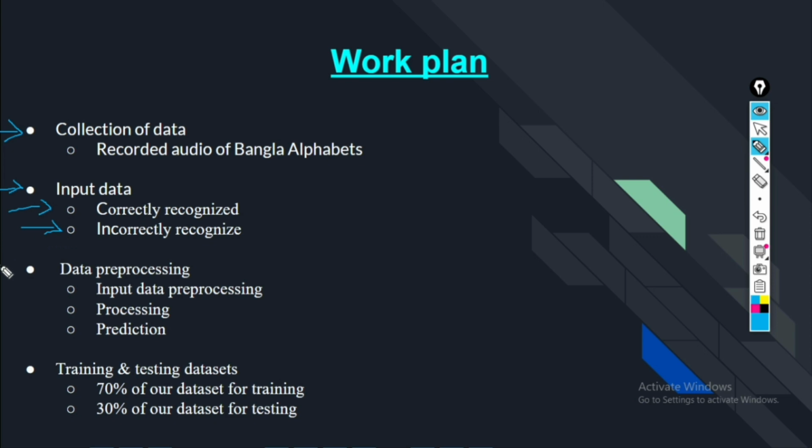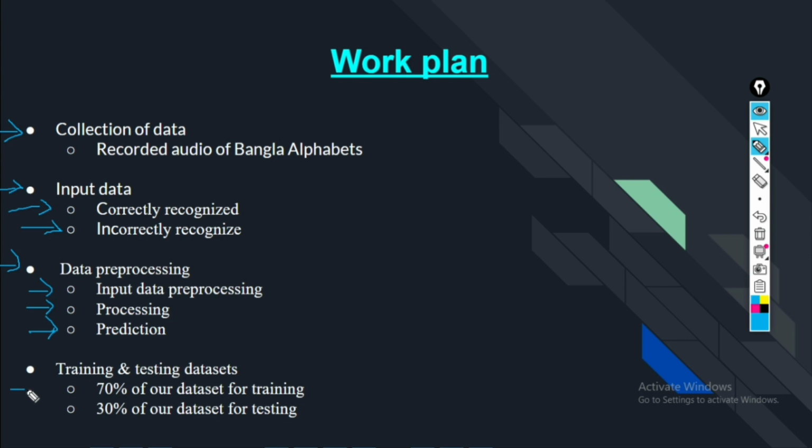In the data processing part, we have three parts. First part is input data processing, then processing, and finally prediction. Input data processing is required if data encoding is needed. In the processing part, we are doing clustering and classification of our data by using the CNN algorithm. The prediction part gives us results that are found after testing the datasets.